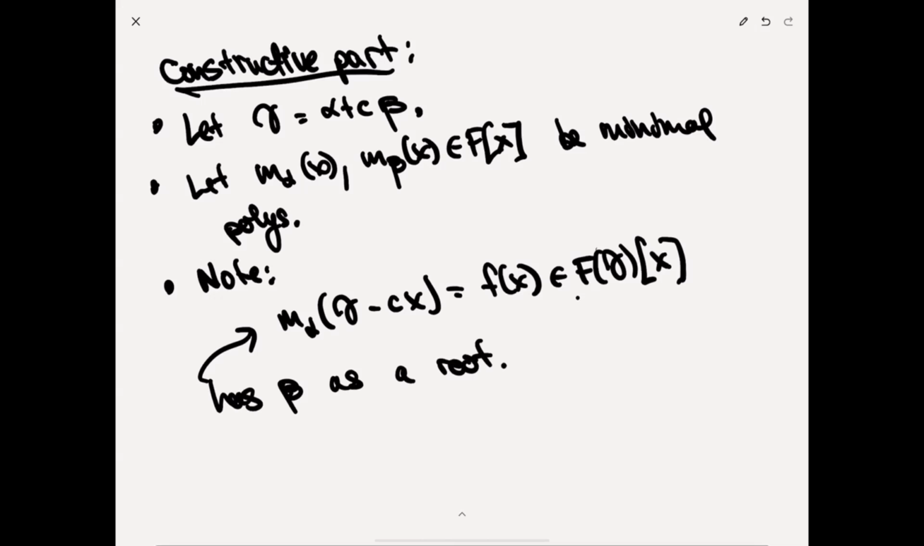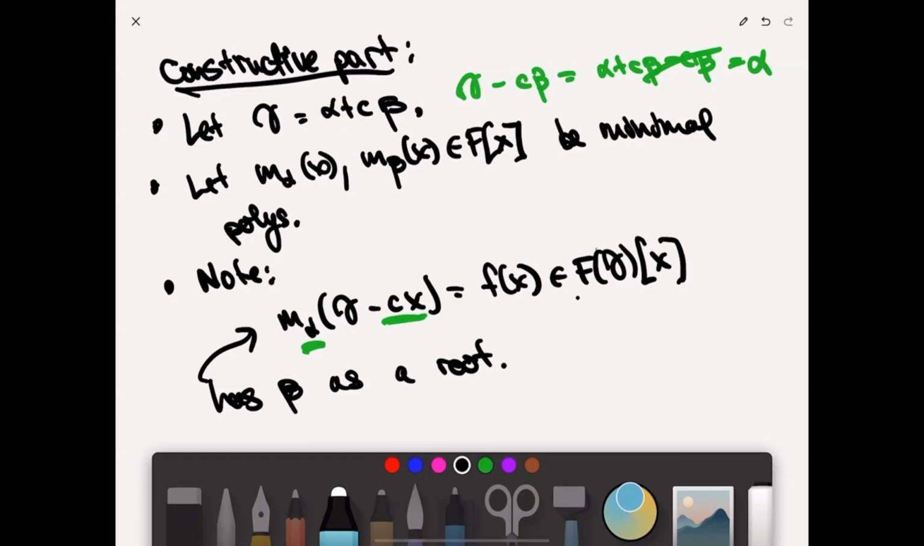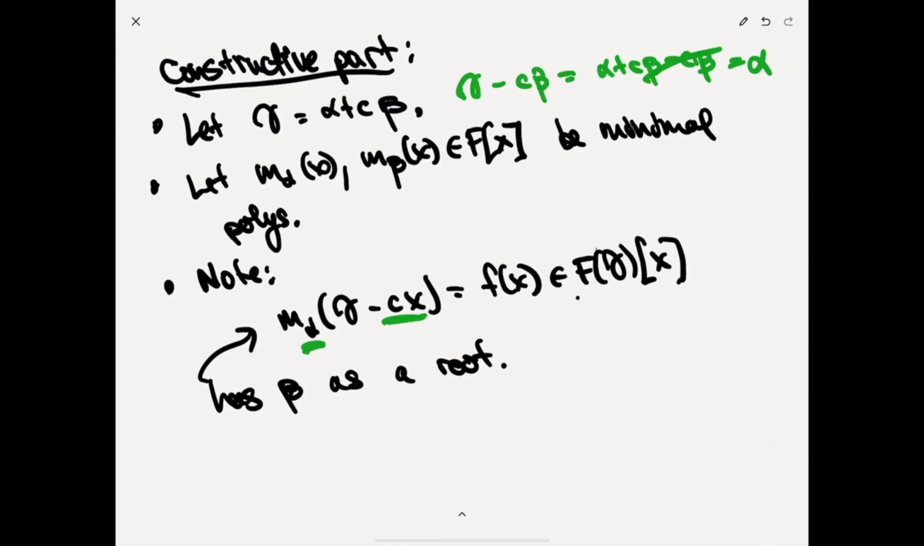So what's going on here is that we have this extra term, right? If I plug in beta here, gamma minus C beta is alpha plus C beta minus C beta, which is just alpha. And since this is the minimal polynomial for alpha, that thing's going to be 0. Okay, so we have this polynomial.